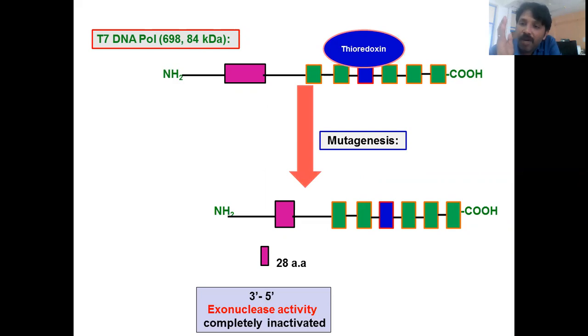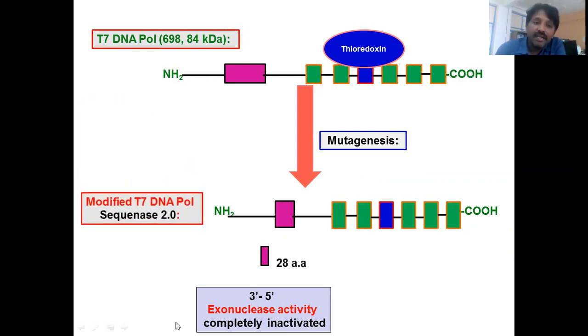So it is having a partial exonuclease activity domain, which cannot perform the 3' to 5' exonuclease activity. So this version of T7 DNA polymerase is sequenase 2. This was used for a couple of years in DNA sequencing reactions. But the disadvantage with this one is you cannot do chain sequencing reactions because it is not thermostable. Later on, they modified Taq DNA polymerase.